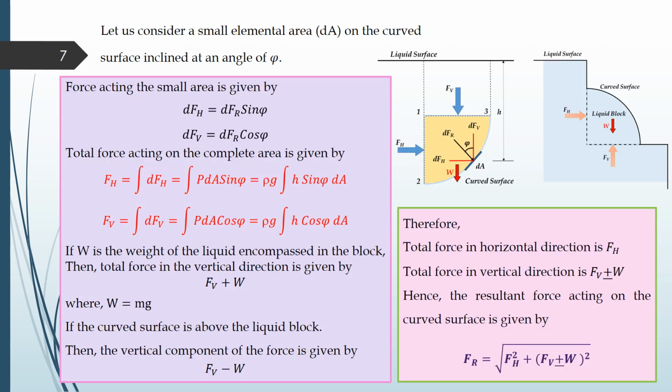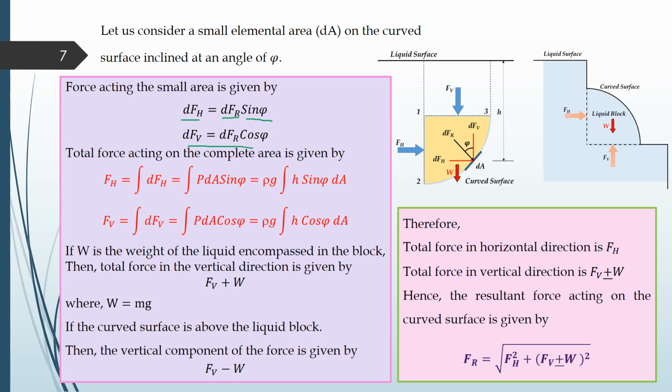So we have considered that particular area. Once again, let us consider a very small elemental area dA over here on the curved surface, which is inclined at some angle phi. The force which is acting on this small area, we have taken an elemental area of this curved surface. The force which is acting on this area in the horizontal direction will be given by dFH, and it is equal to dF into sine of phi.